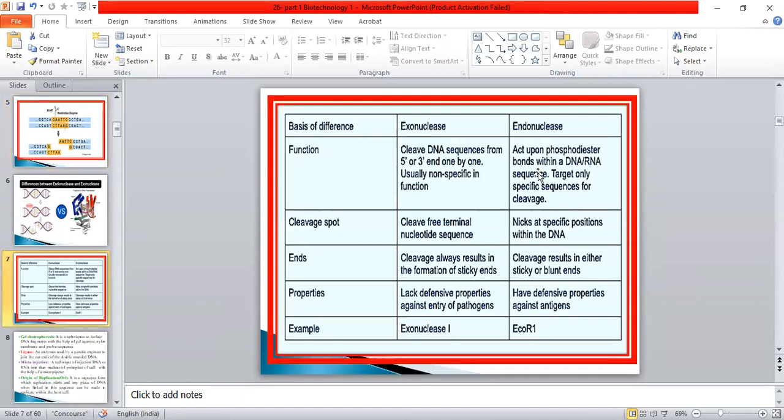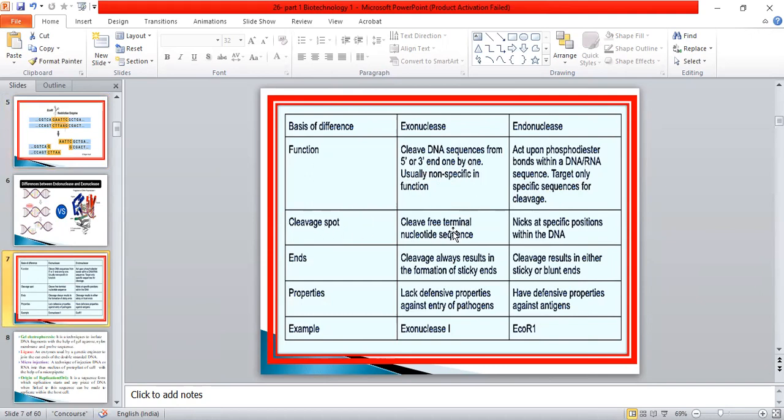The DNA and RNA sequences are targeted only at specific sites. Target means the palindromic genes. So that is very good. Here, a specific site only it cleaves, whereas the exonuclease works from any direction. That is the difference between exonuclease and endonuclease.